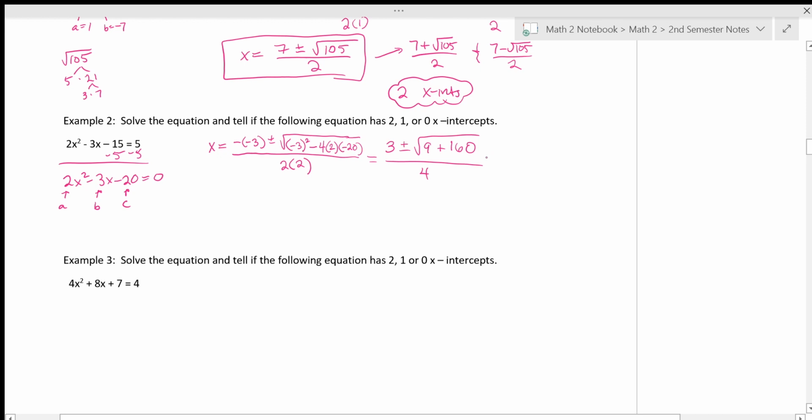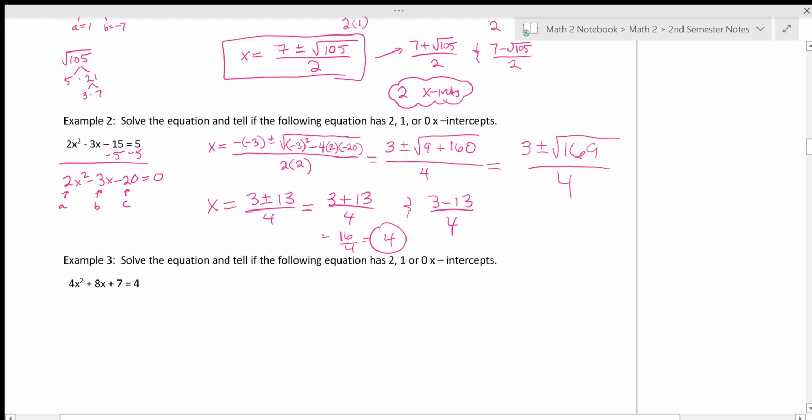So we gotta keep simplifying here. This is 3 plus or minus the square root of 160 plus 9 is 169, divided by 4. Square root of 169, that's a perfect root. It is 13. So this becomes 3 plus or minus 13 over 4. That is 3 plus 13 over 4 and 3 minus 13 over 4. 3 plus 13 is 16. 16 over 4 is 4.